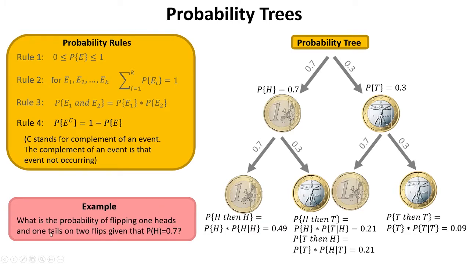And to the answer of our problem, the probability of flipping 1 heads and 1 tails, we can do that in 2 ways, by doing heads tails or by doing tails heads. And so we would add these 2 together. 0.21 plus 0.21 is 0.42.